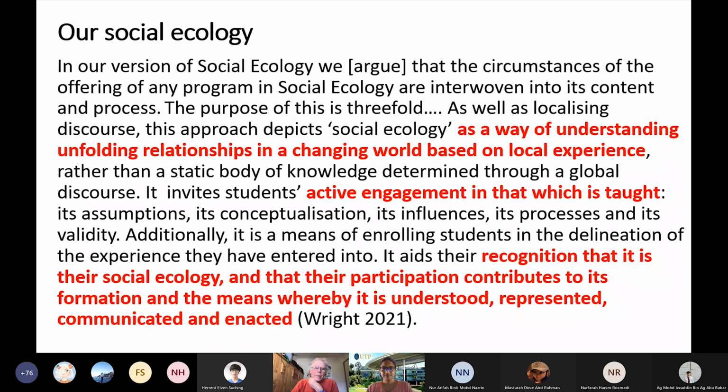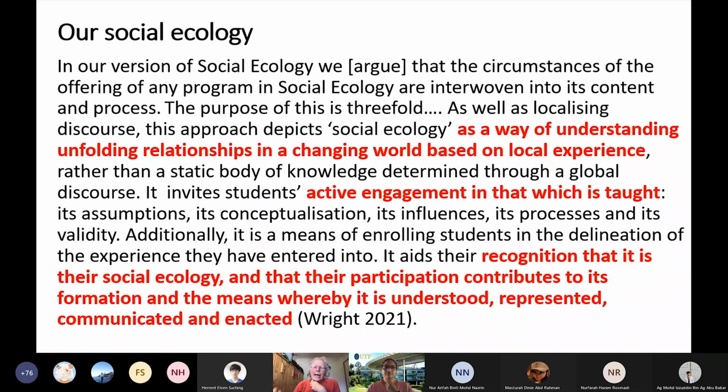So I say, in our version of social ecology, we argue that the circumstance of any offering of any program in social ecology are interwoven to its content and its process. Okay, I've already said that. The purpose of this is threefold. As well as localizing the discourse, this approach depicts social ecology as a way of understanding unfolding relationships in a changing world based on local experience, rather than a static body of knowledge determined through a global discourse.